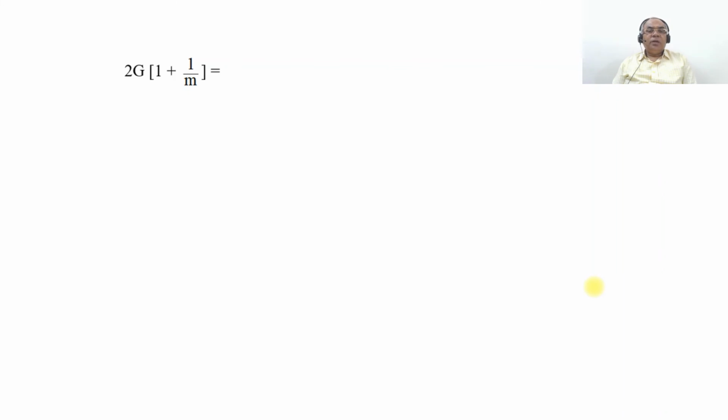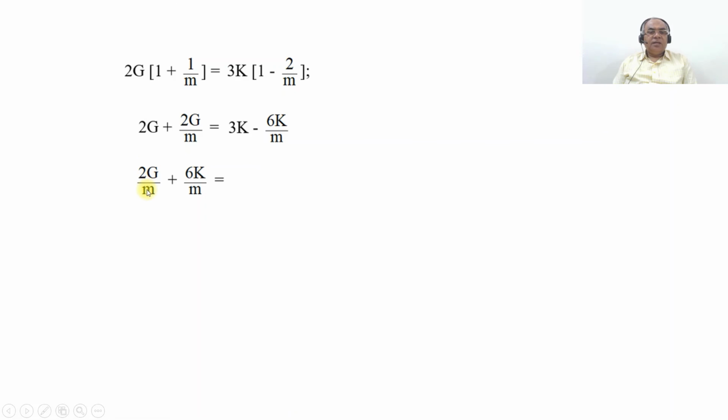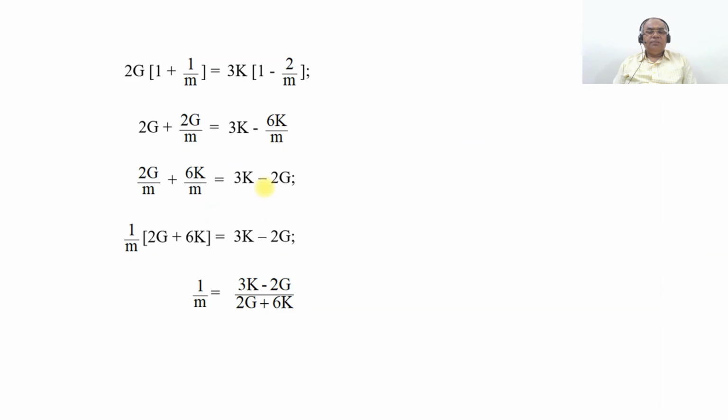Similarly, E is equal to 2G into 1 plus 1 by m, which is equal to 3K into 1 minus 2 by m. Equating these two Young's modulus, we get 2G plus 2G by m equal to 3K minus 6K by m. Taking the terms with 1 by m to the left hand side, 2G by m plus 6K by m will be equal to 3K minus 2G. So 1 by m into 2G plus 6K, taking the common factor 1 by m, will be equal to 3K minus 2G. Therefore, 1 by m will be equal to 3K minus 2G by 2G plus 6K.